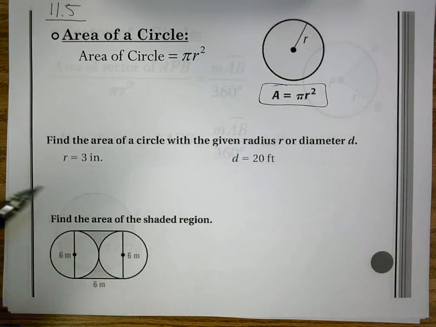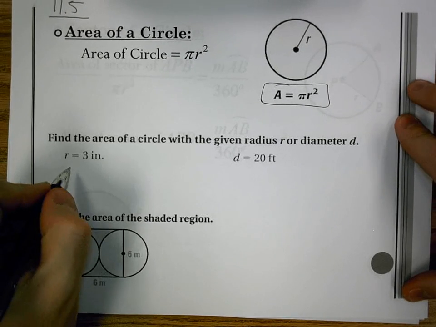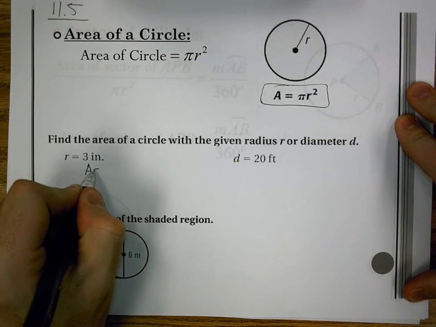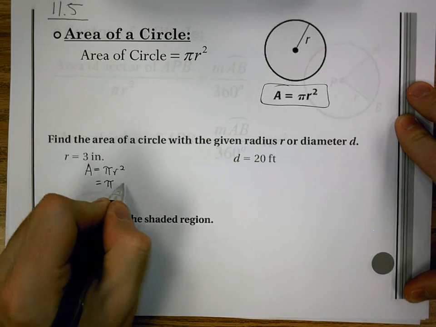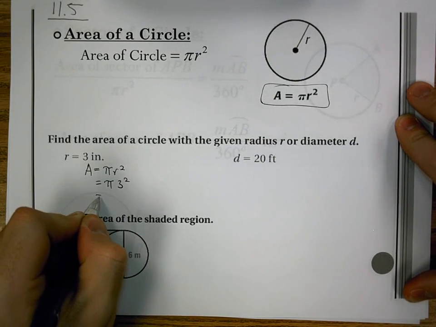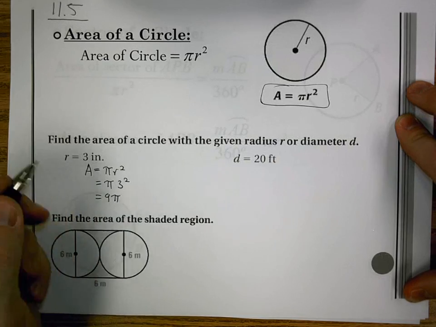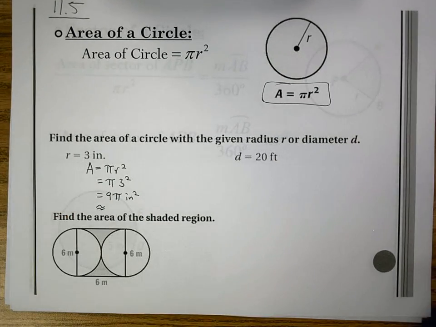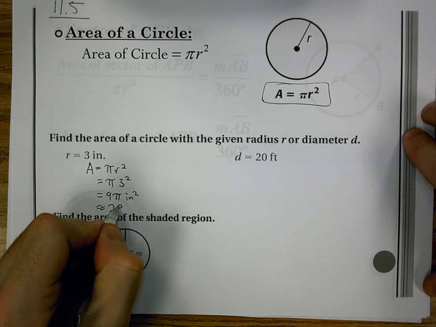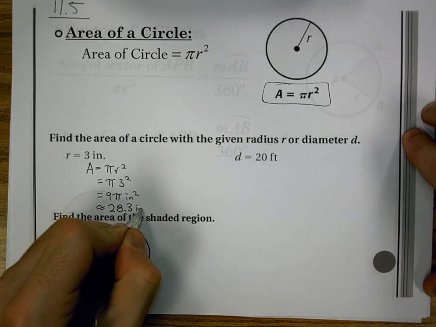It's pi r squared. For our first one, the radius is 3, so area equals pi r squared. We plug in the 3 for r, and we get 9 pi inches squared. That is in terms of pi. If we multiply 9 times pi, we get about 28.3 inches squared.